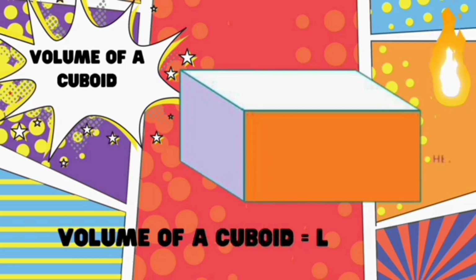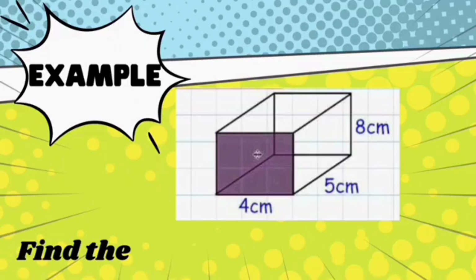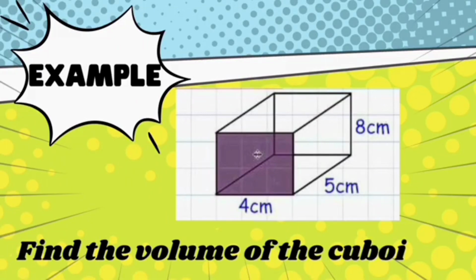Next, let's learn about the volume of a cuboid. The volume of a cuboid is length times breadth times height. In our next example, let's find the volume of a cuboid having a length of 4 cm, a breadth of 5 cm, and a height of 8 cm.